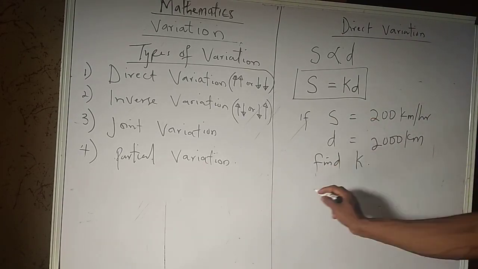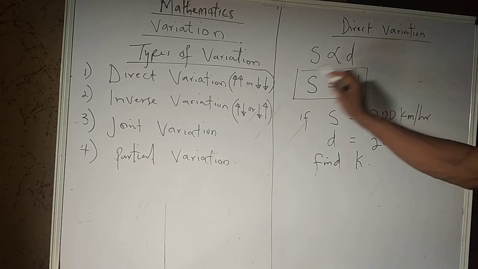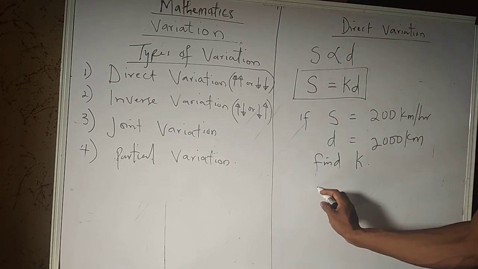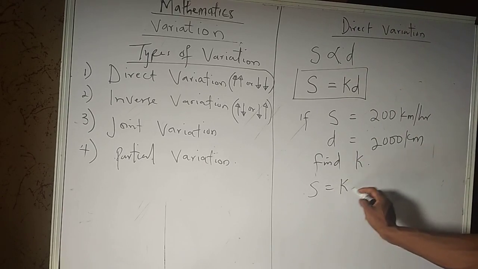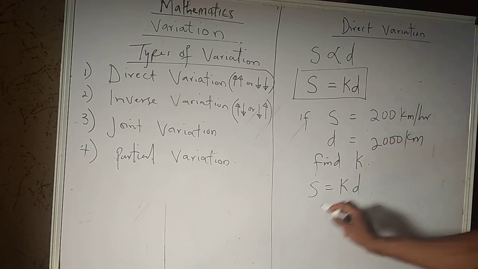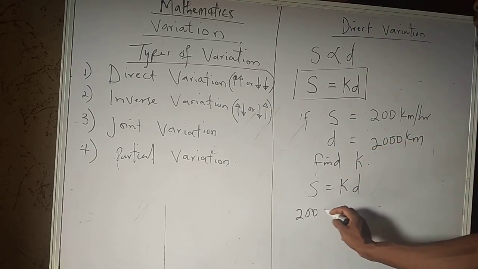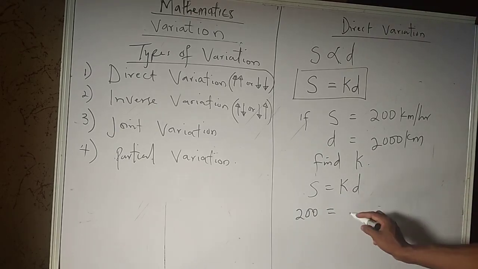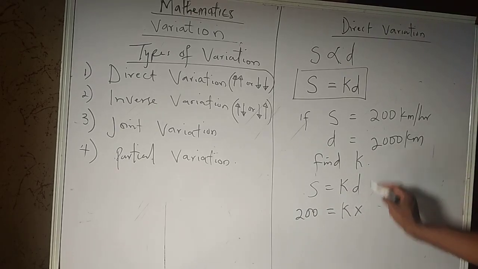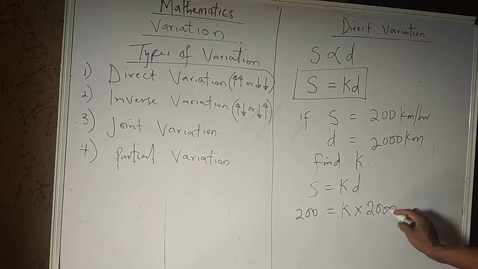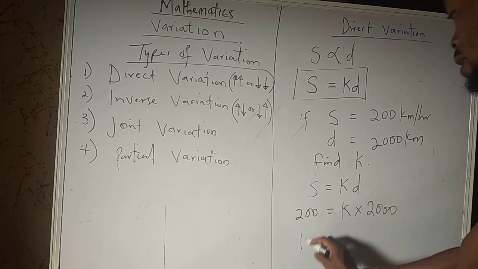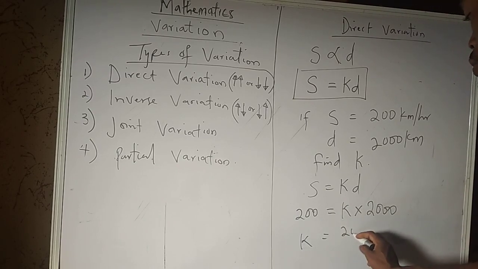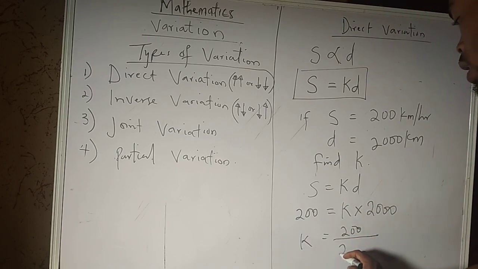So all we are going to do is that we already have the relationship. S is equal to KD. So speed is 200 equals K, which we don't know, times the distance, which is 2,000. So to look for K alone, K is now going to become equal to 200 all over 2,000.